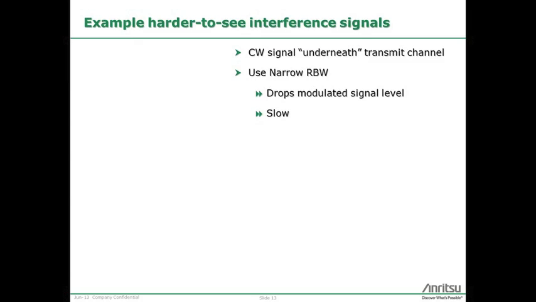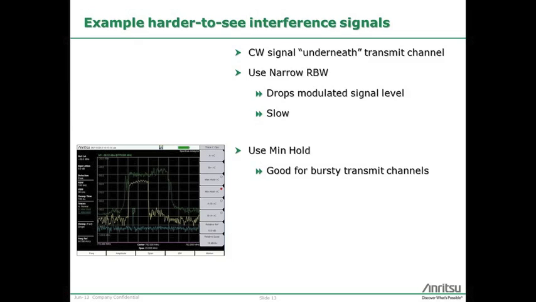Some other harder to see interference signals is a CW signal that's underneath the transmit channel. It's at the same frequency, so the transmit channel is hiding the CW signal. One way to deal with that is use narrow resolution bandwidth, because the modulated signal level drops, but the CW signal doesn't. The limitation of that is it can be pretty slow. But if you have a bursty signal, like is pretty common for uplink on many cell systems, use min-hold. That way, when the burst goes away, the CW signal is still there.